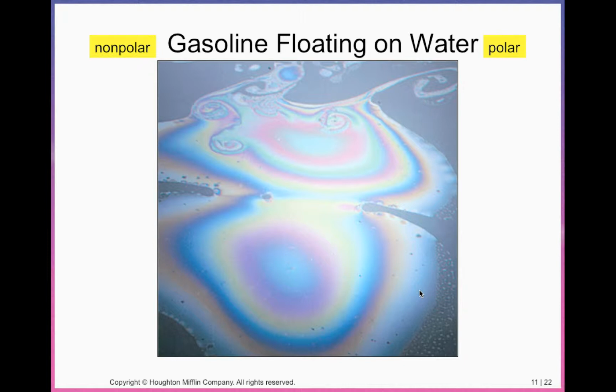Here's an example here of gasoline floating on water. We've seen this many times. After it rains, water on a road, and you'll see maybe it looks kind of shiny like that. And that's actually the gasoline on top. When the light hits the gasoline, the light rays get diffracted, and we see the different colors present.